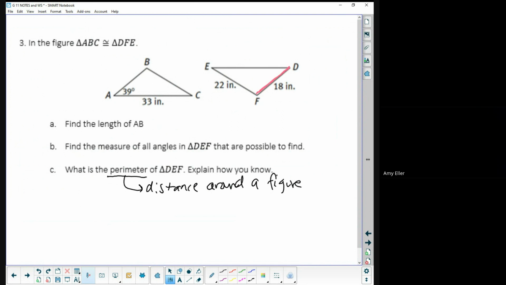This side is 18. This side is 22. And this side is ED. And we don't know how big that is. Maybe we can figure out how big ED is. Let's see what it goes with. Here's E and here's D. ED goes with CA. Do we know how big CA is? Oh, we do. Those match up. So this is also 33.